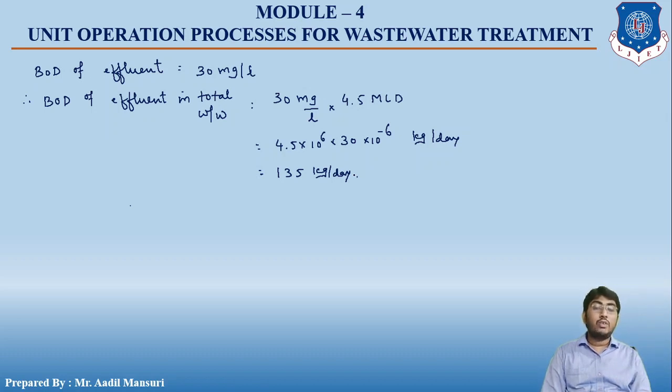So it means that when 4.5 MLD of wastewater is entering the trickling filter, right, it will have 787.5 kg per day of BOD, and when it is removed from the trickling filter throughout the day, then it will have total BOD of 135 kg. Understood? So now can we find out the efficiency, right?